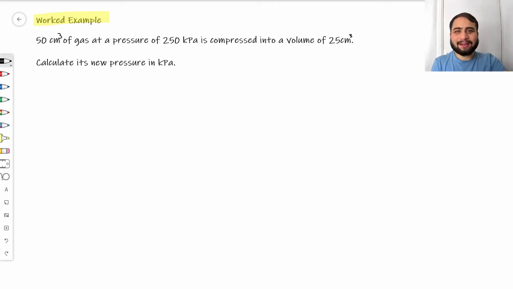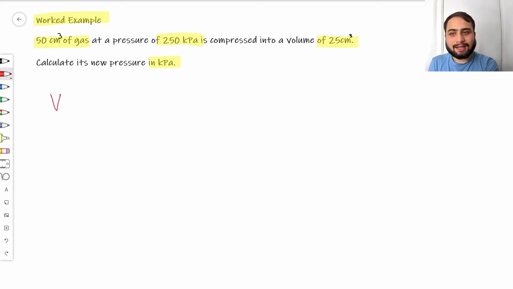So now let's have a look at our worked example. As always, we're going to highlight all of our keywords. So 50 centimeters cubed of gas, straight away, keyword there, at a pressure of 250 kilopascals is compressed into a volume of 25 centimeters cubed. Calculate its new pressure in kilopascals. Okay, so let's do this. We're looking at gas and volume. What's the relationship between volume and pressure? So that's what we're looking at.